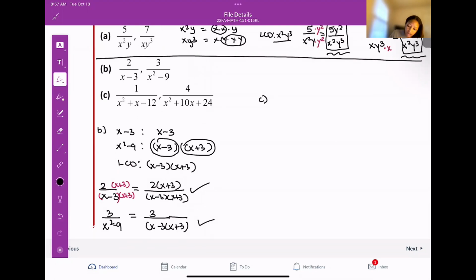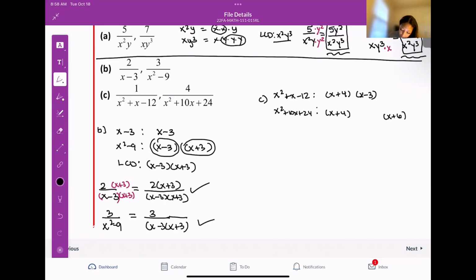All right, so for the last one, our two denominators are x squared plus x minus 12 and x squared plus 10x plus 24. These factor to, the first one is (x plus 4) times (x minus 3). And the second expression factors to (x plus 4) times (x plus 6). Actually, let me write this slightly differently because I do like to line up the common factors.